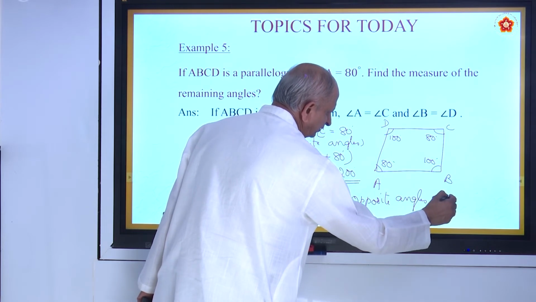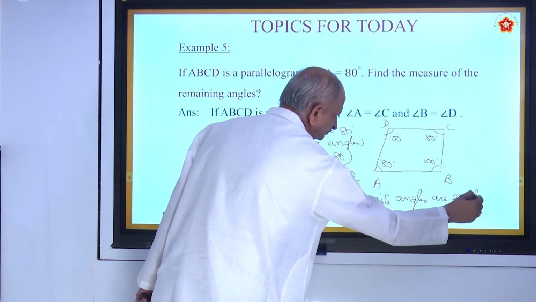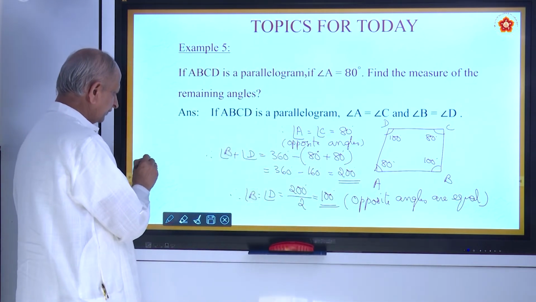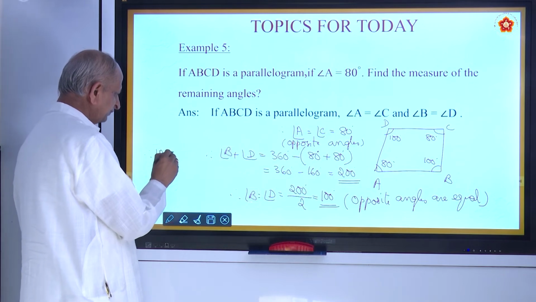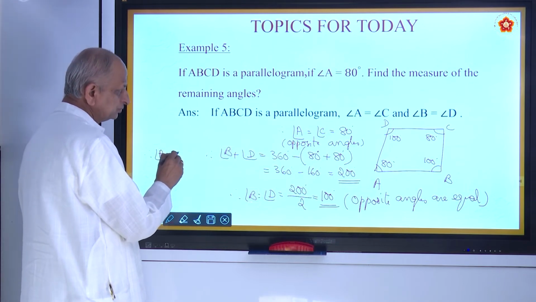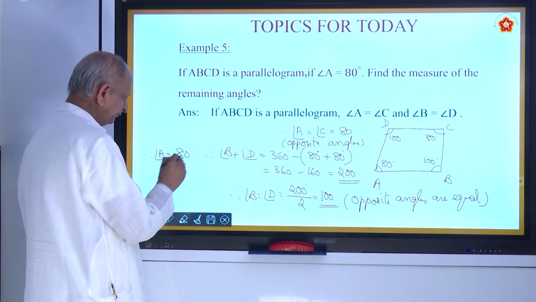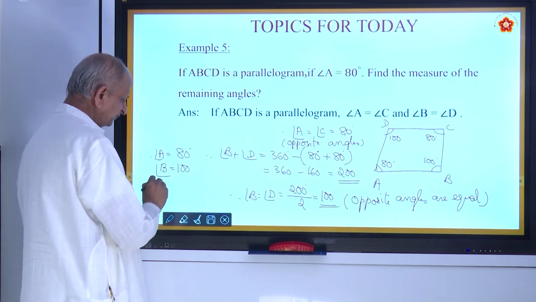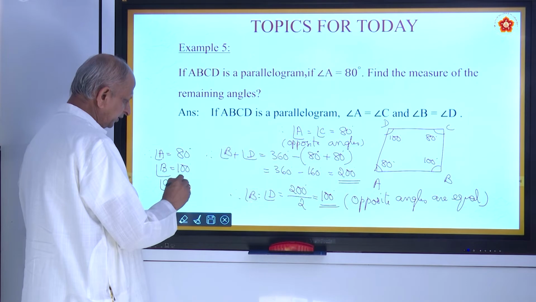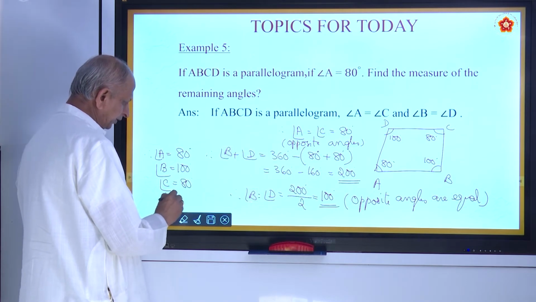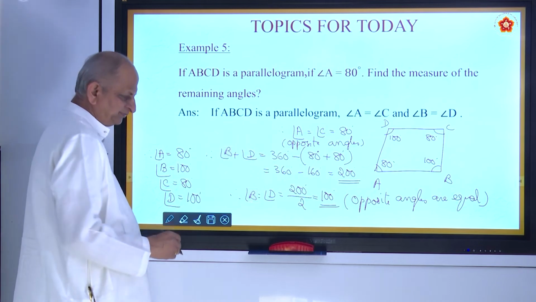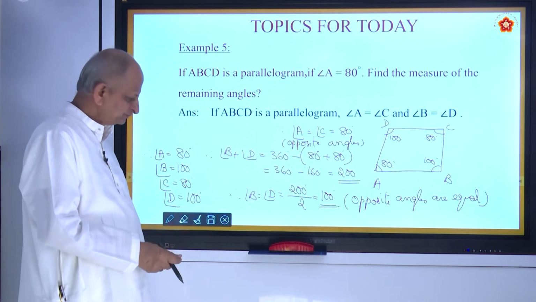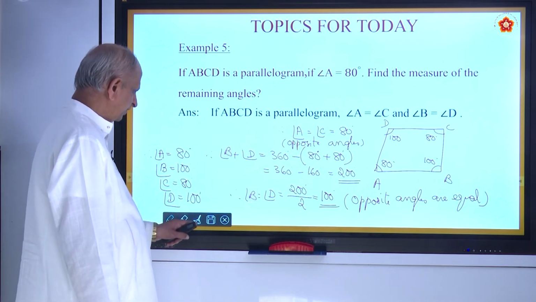Opposite angles are equal. So what is the answer you write? Angle A is equal to how much? 80. Angle B is equal to 100. Angle C is equal to 80. Angle D is equal to 100 degrees. If you add all that, what do you get? 360 degrees. Note it down. Okay, we will pass on to next question.